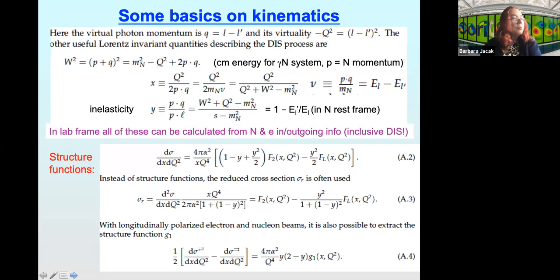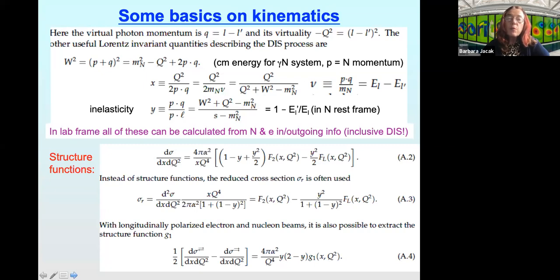I tried to put some of the basics of the kinematics together into one slide. If you're not familiar with it, I'm pretty sure one slide isn't going to get it drilled into your bones. So I suggest, if this is new to you, take a screenshot of this slide and keep it someplace that you can refer to for the rest of this talk, and maybe also while reading the yellow report.